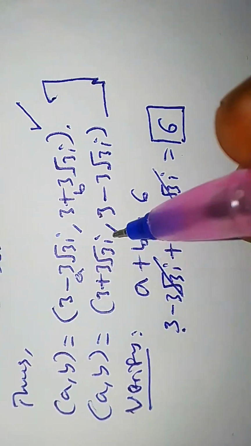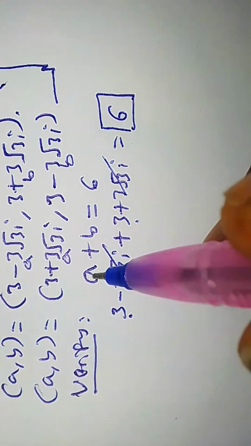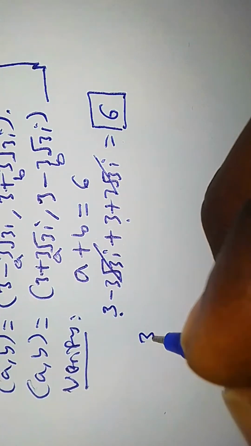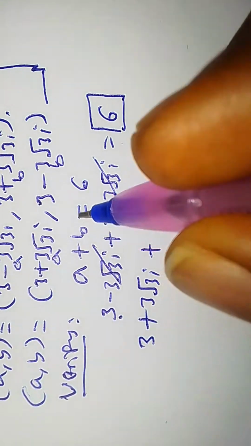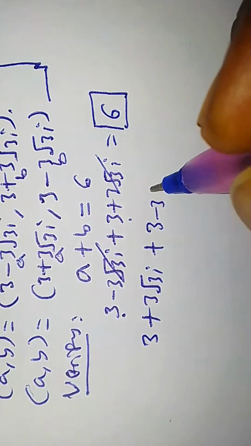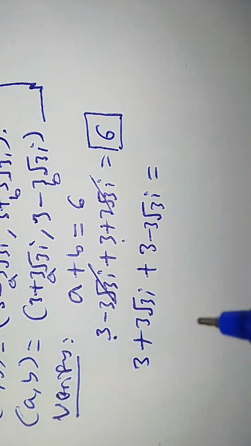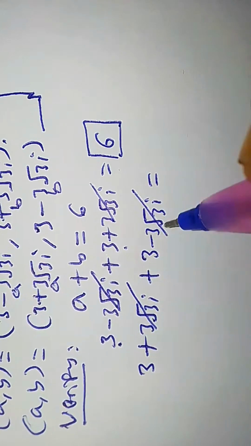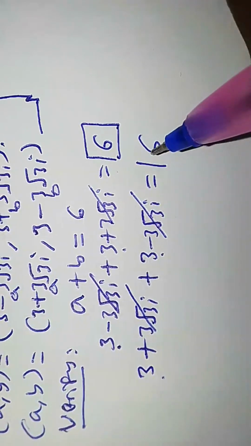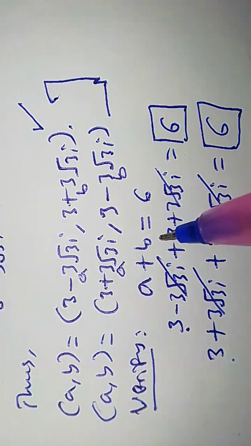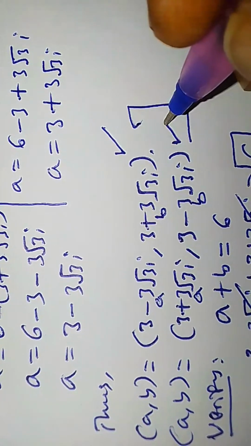Let's verify the second solution. Similarly, this is our a, while this is b. So plugging it into this expression, we have 3 plus 3 root 3i plus, in place of b, we write this 3 minus 3 root 3i. Let's add them together. Clearly, 3 root 3i minus 3 root 3i, that is 0. 3 plus 3, that is simply 6. This is also exactly what we have on the right hand side of this equation. That indicates the second solution is also correct.